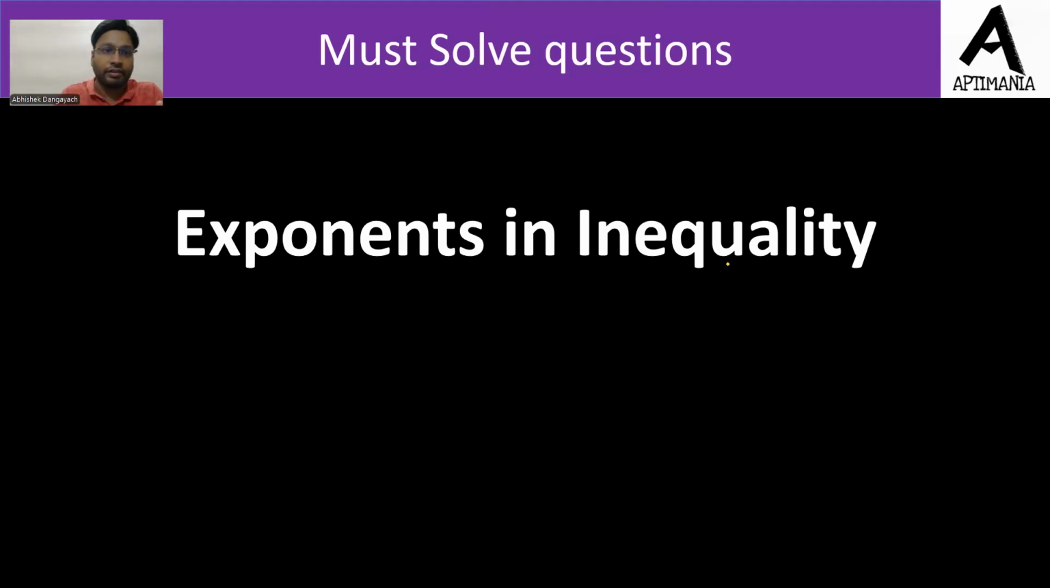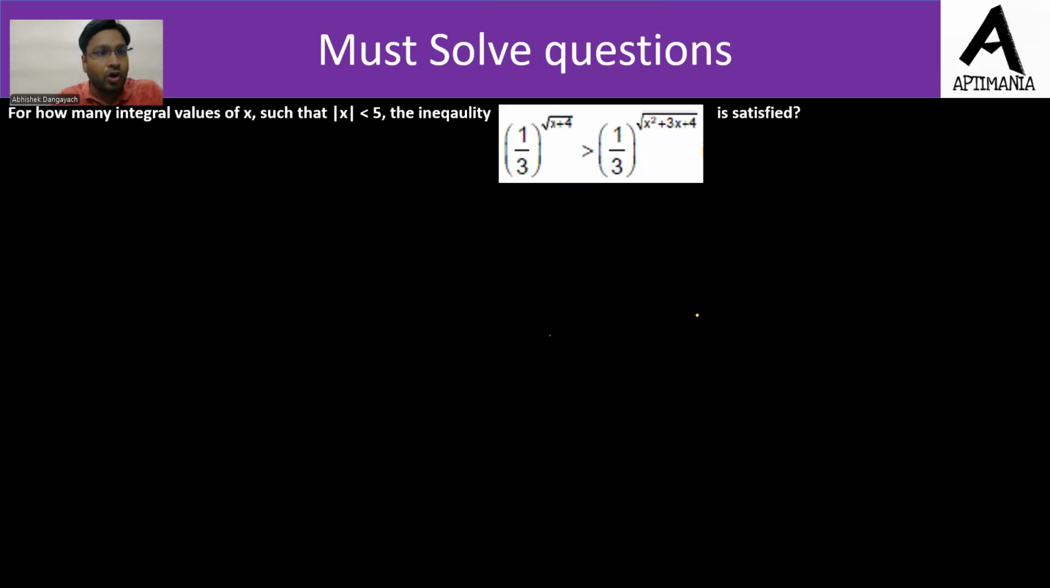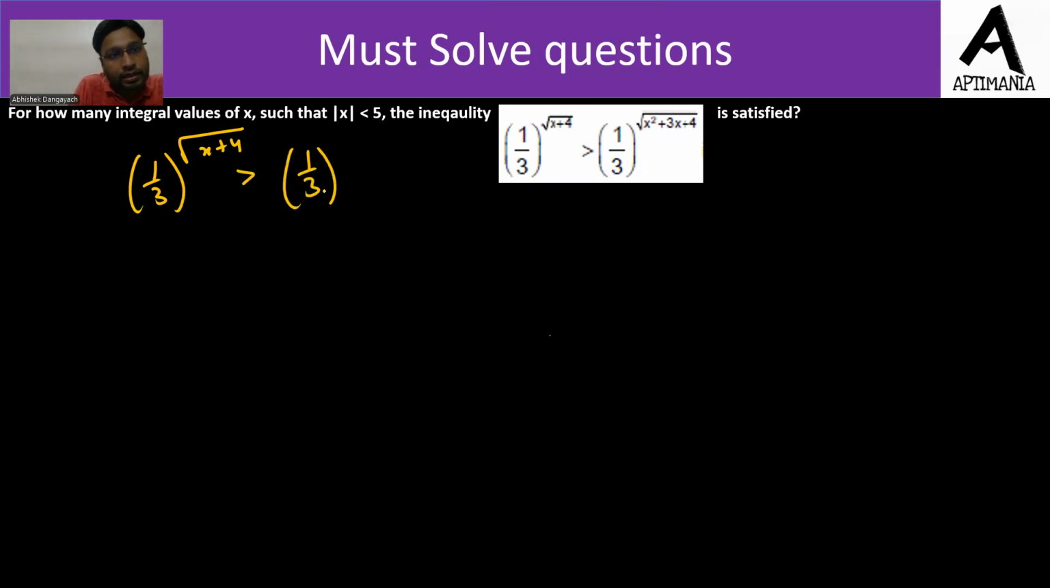We have another good question based on exponents in an inequality. For how many integral values of x, the condition is that mod x should be less than 5. The given inequality is 1 by 3 raised to power under root x plus 4 greater than 1 by 3 raised to power under root x square plus 3x plus 4 is satisfied. The condition is mod x should be less than 5. This is the condition, right?